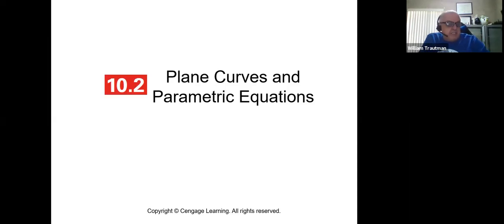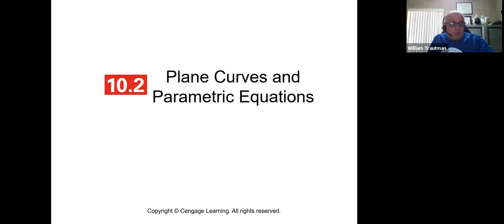All right, welcome everybody. This is section 10.2, parametric equations. This is a little different from equations that we've been doing using the X and Y axis. We're still using the X and Y axis with parametric equations, except we have another parameter required, and oftentimes a parameter is time. Over a period of time. But you'll see, we don't always use time.